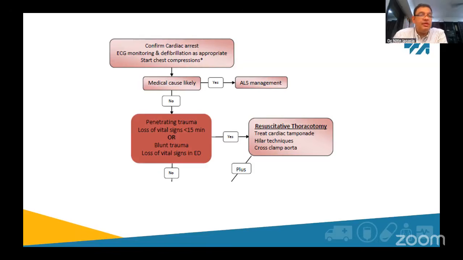Again, a key principle is you should be in a center where you have thoracic surgeons, because even if you do this and you get circulation back, they'll be the ones who have to actually do the definitive care. So you wouldn't be doing this unless you have that backup.